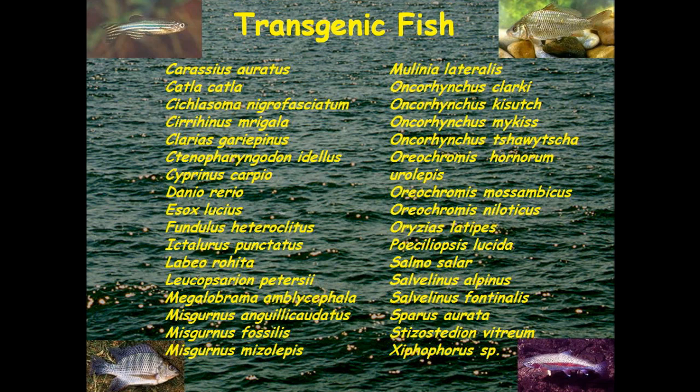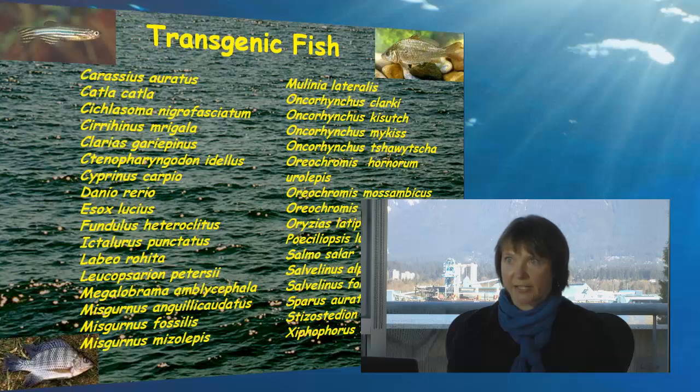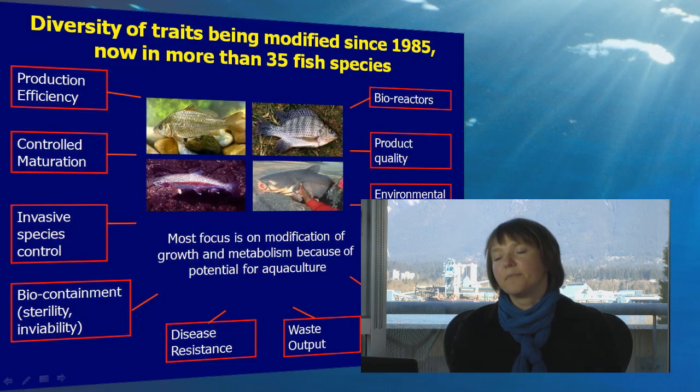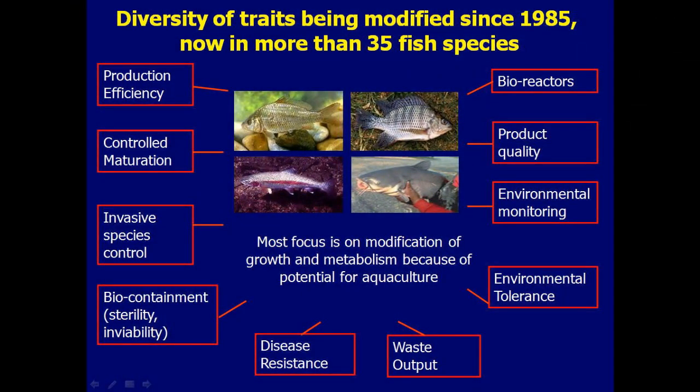So there's an ever-increasing list of fish species that have had some type of transgene inserted into their genome. The purpose of this transgene can vary from control of invasive species to developing strains that can be used for environmental monitoring. However, the most focus of this technology is to improve the growth rate of these fish for the aquaculture industry.